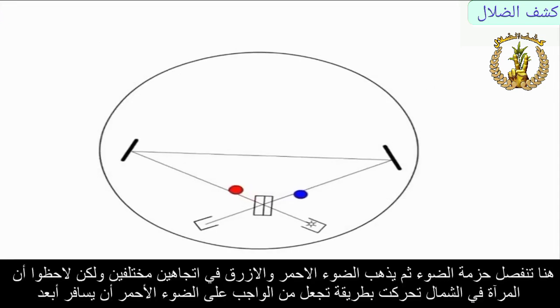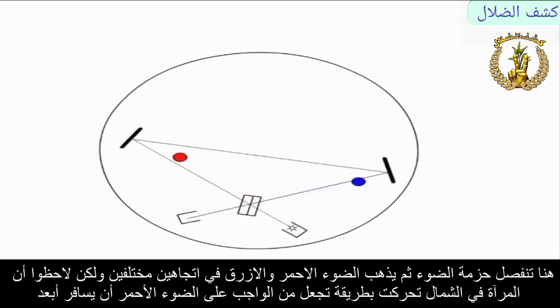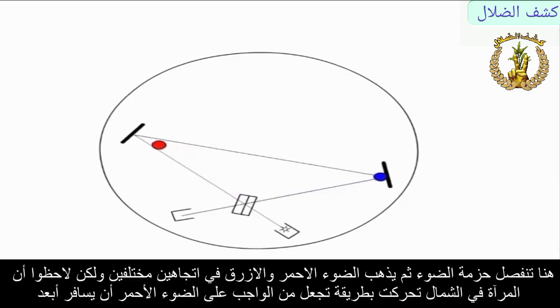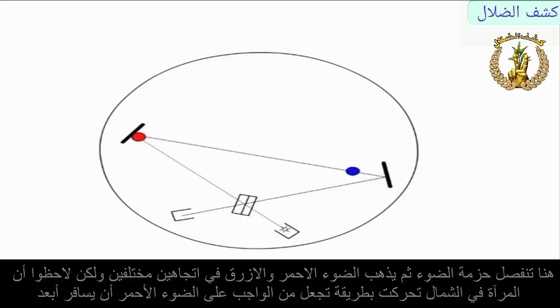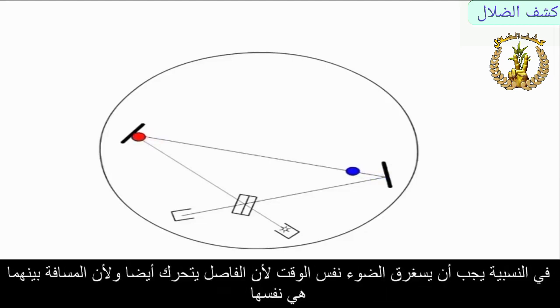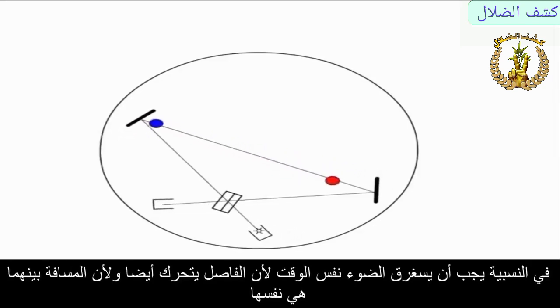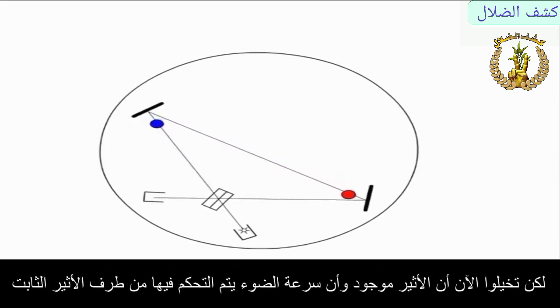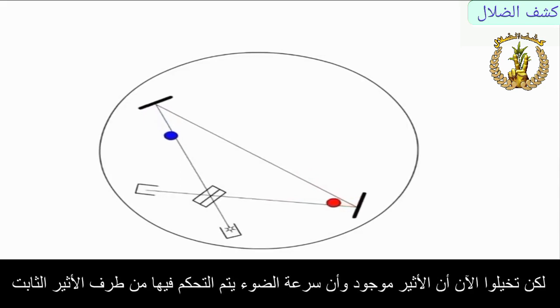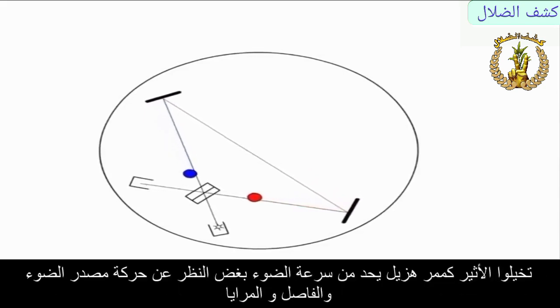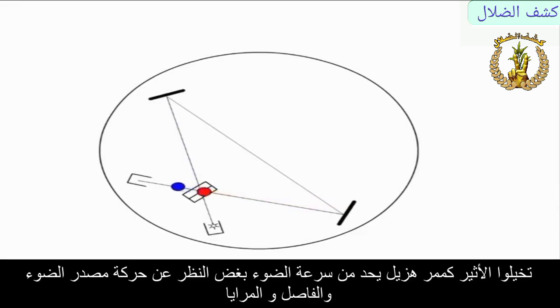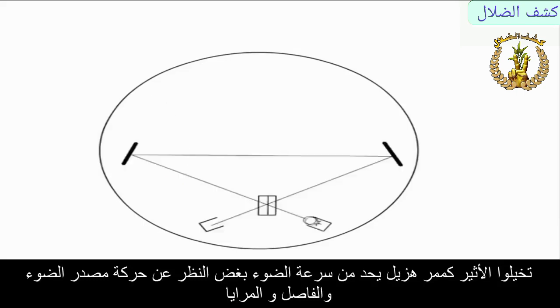Here, the light is split, and the red and blue lights go in opposite directions. But notice that the left-hand mirror has moved around in such a direction that the distance the red light has to travel is further. Now in relativity, the same time should be taken because the splitter is also moving and the distance between them is the same. But now imagine that the ether exists and the speed of the light is controlled by the stationary ether. Imagine the ether like a thick treacle that limits how fast the light can travel, independent of the motion of the light source, the splitter, or the mirrors.